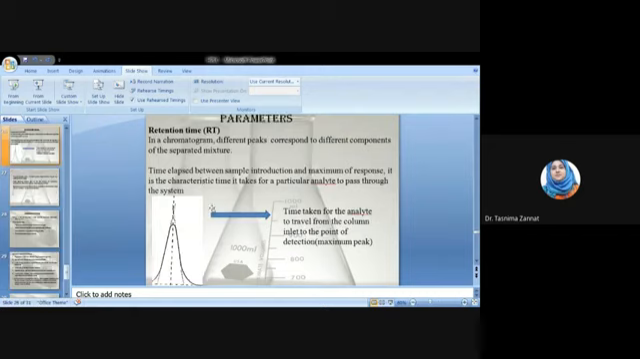The definition of the retention time. Retention time is actually the time taken for the analyte to travel through the column. From the intake point to the exit point, to cross the column, how much time it needs is called the retention time.